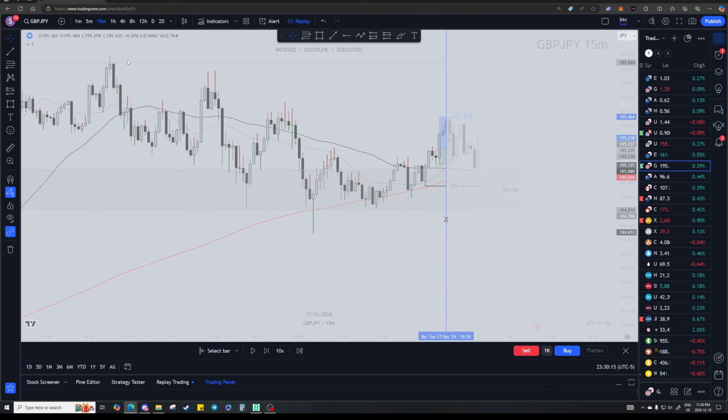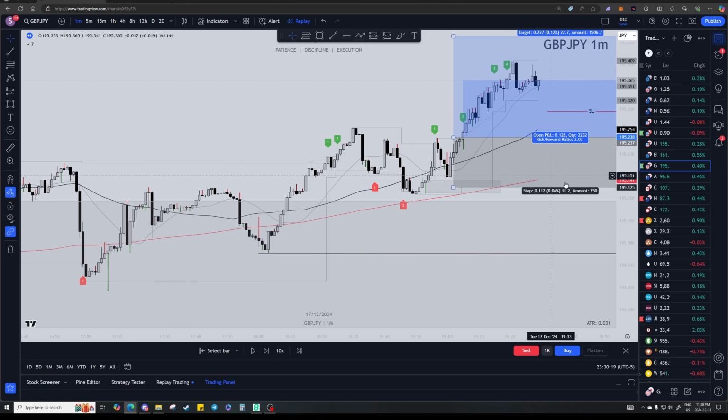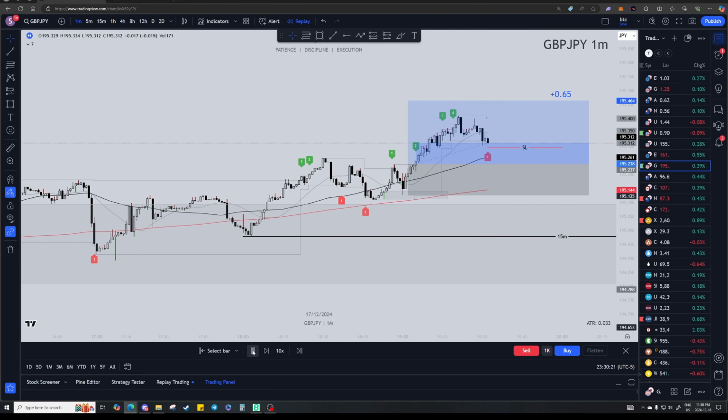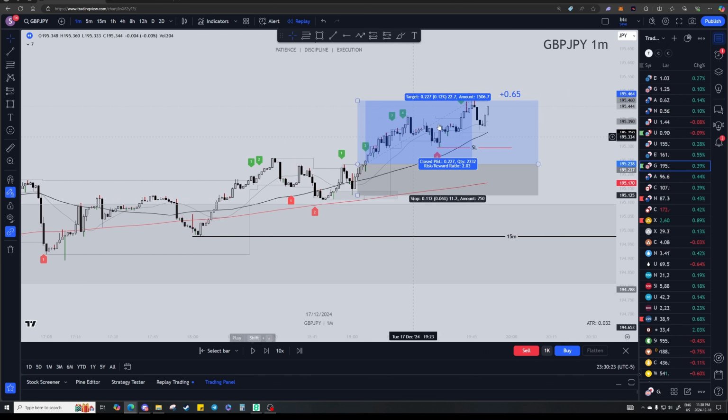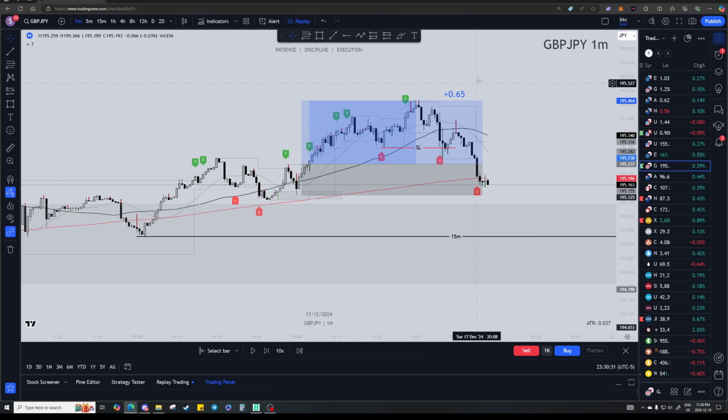And then we took an entry somewhere around here. So yeah, very clean stage 1 cluster here. Pretty textbook entry. Came up to about 2 RR, that's where I partialed a little bit, and then I trailed the remaining amount to that low right there. So that was only about 0.65 RR.